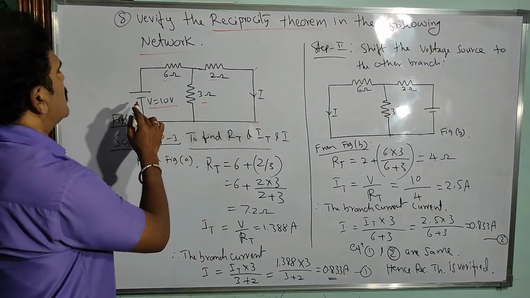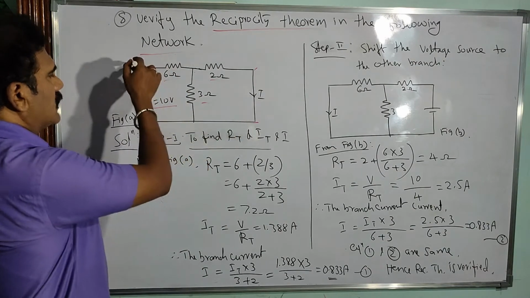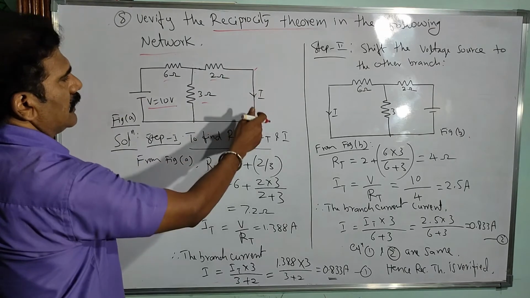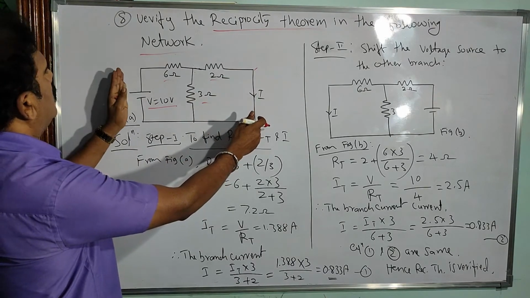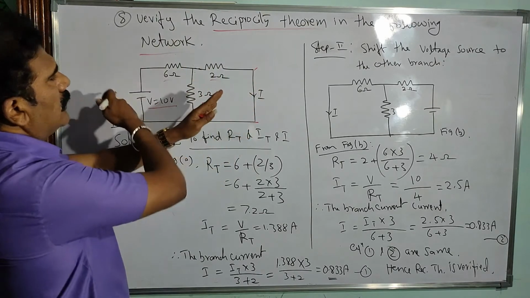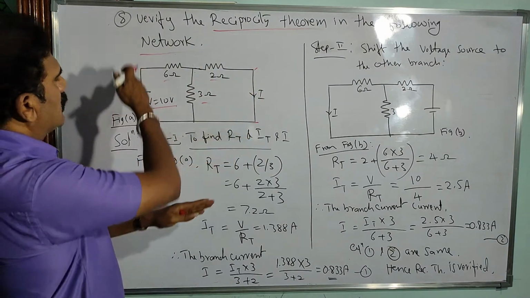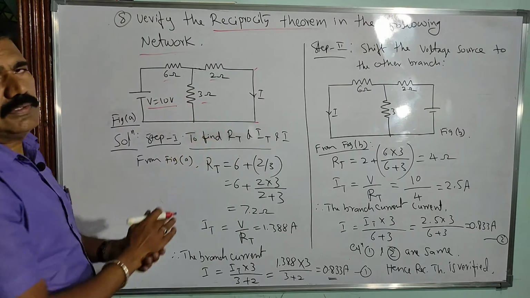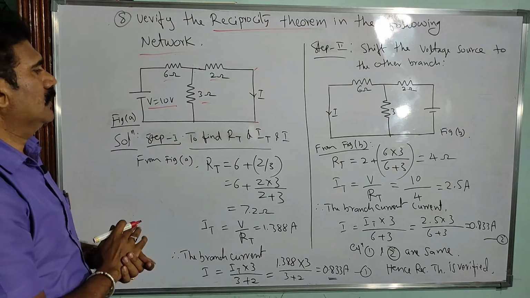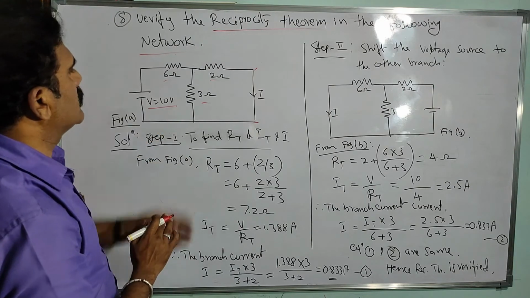If you replace the voltage source to the other side, you can measure the current on this side also. Now you have to prove that either you measure the current this side by keeping the voltage source on the left side, or interchange the voltage source with the branch of the current by swapping these two and measure the current here. Both currents should be the same. Then only it verifies the reciprocity theorem, correct? Let us see that now with the help of these values.